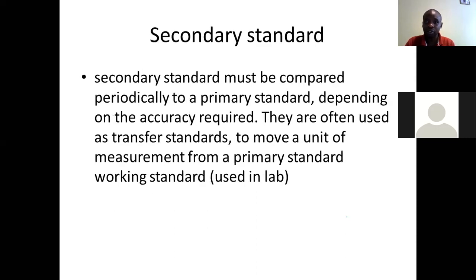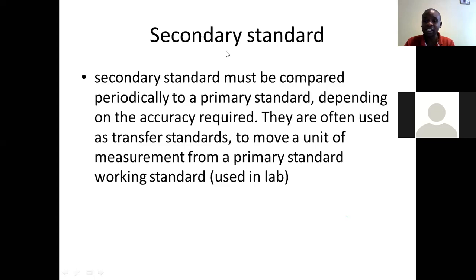Then we have what you call a secondary standard. A secondary standard is usually compared periodically to the primary standard, depending on the accuracy which is required. These standards are not usually used in measurements, but they are used to transfer standards, like to move a unit of measurement from the primary standard to the working standard. The working standard is what is mainly used in the laboratories for calibration purposes for instruments in the lab.